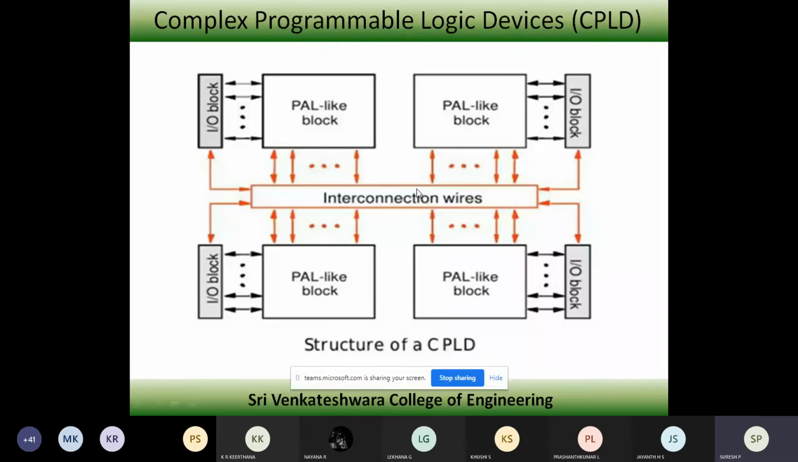Similarly, different PAL like blocks will have different logic functions. Okay, when you are generating the different logic functions and you want to program it and work on certain applications, all these logic functions are interconnected together, and they will be performing some operation with the input output block. The input output block you make use of to communicate with the outside world. That is when you are communicating with the microprocessor, which will be used in your embedded system.